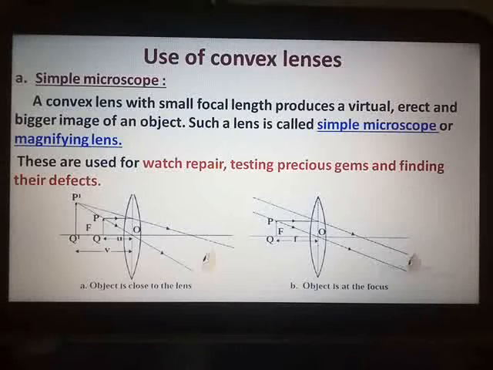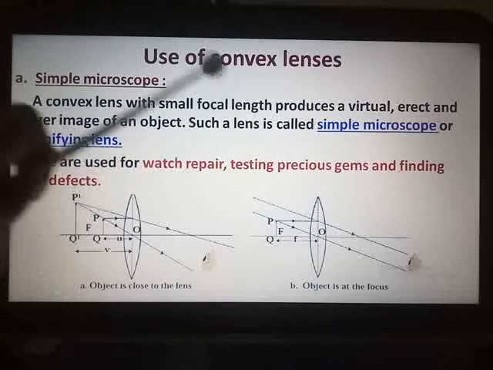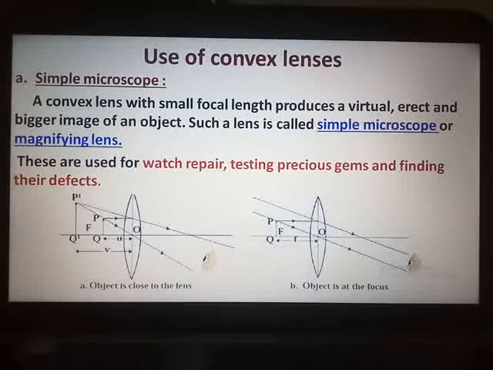You have seen that watch repairers, when they are repairing watches, look through something that is nothing but a convex lens. So the small parts of the watch which cannot be seen by the normal eye can be magnified and seen with the help of this lens, and they can be repaired properly. Similarly for testing precious gems, finding their defects, etc.